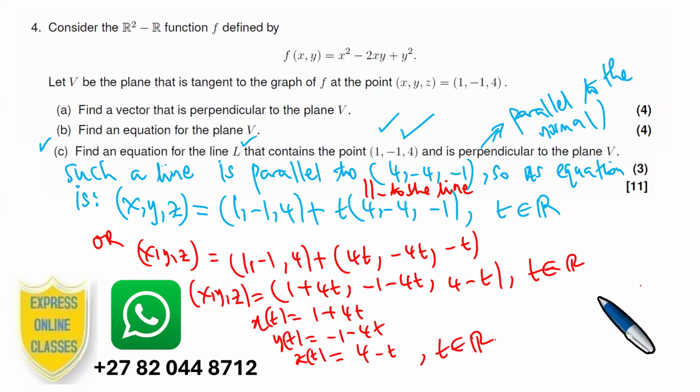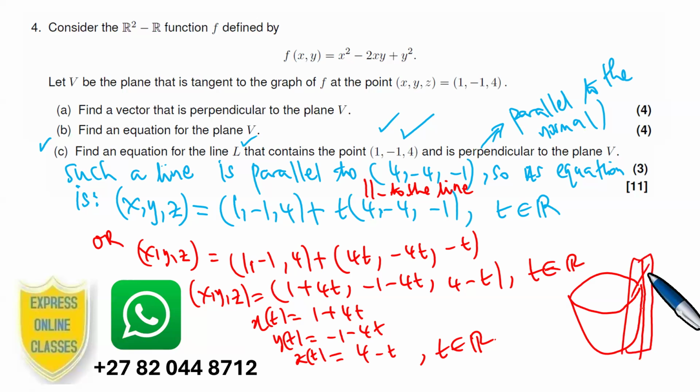We've been given a paraboloid. This paraboloid has a plane, and this plane is tangent to it at a point. Now look, if this plane is tangent to this, then we used the grad to obtain a normal, a vector that is perpendicular to this plane.